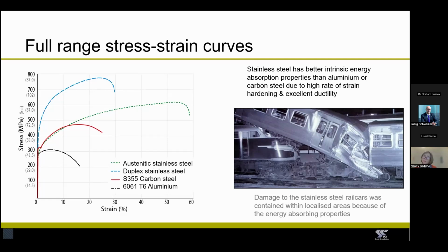The energy absorption is the area under the stress strain curve. So you can see for austenitic stainless steel, it has much greater energy absorption due to the ductility and the strain hardening.